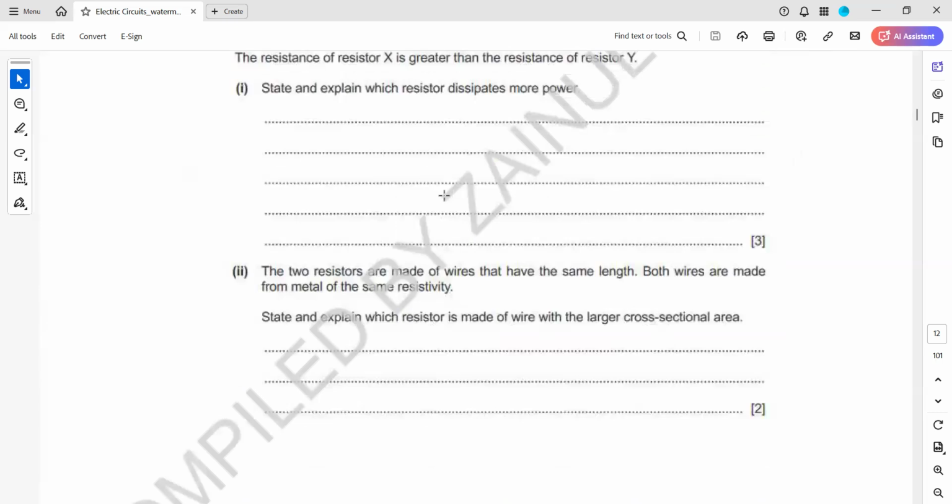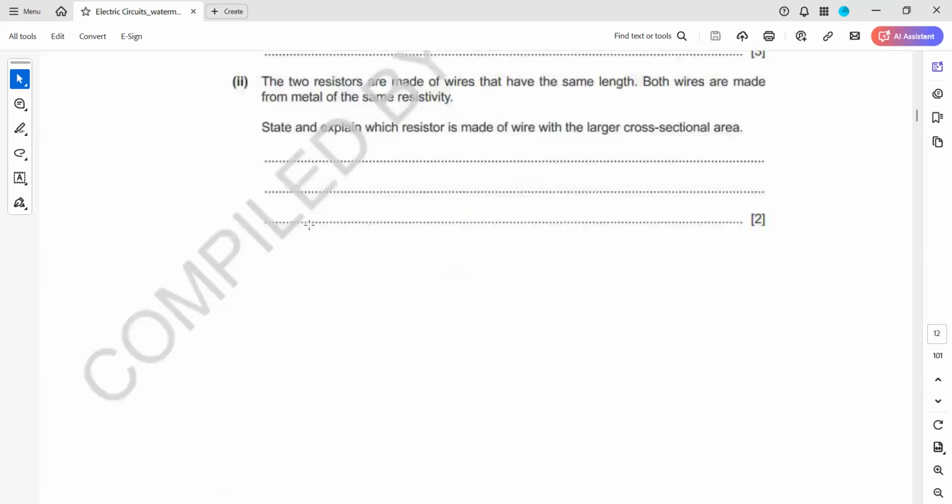The next is: two resistors are made up of wires that have the same length. Both wires are made from the same metal and of the same resistivity. State and explain which resistor is made up of a wire with a large cross-sectional area. Whenever two wires are made up of the same material, the formula which relates the length, resistance and area is R, the resistance, equals rho, the resistivity, times length divided by area.